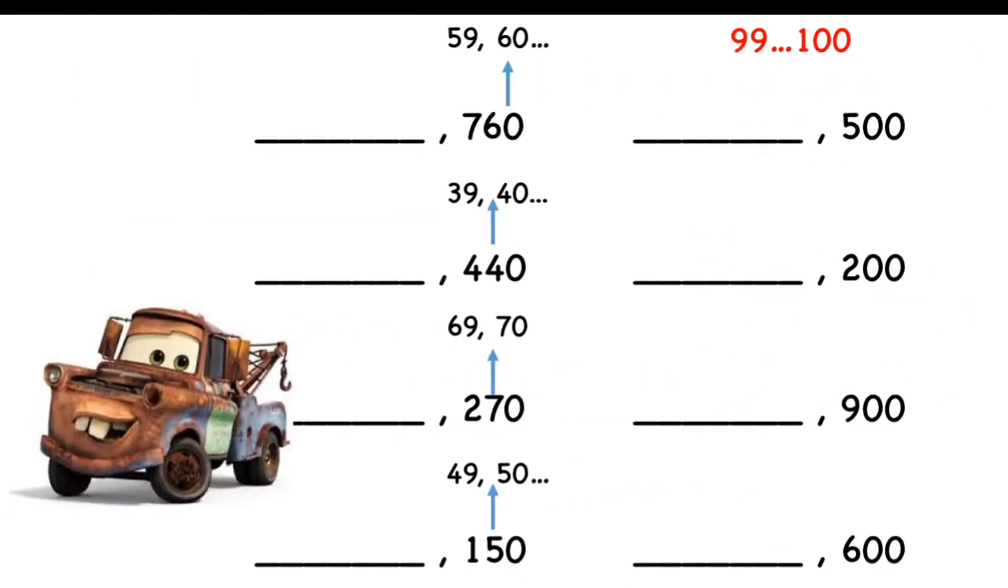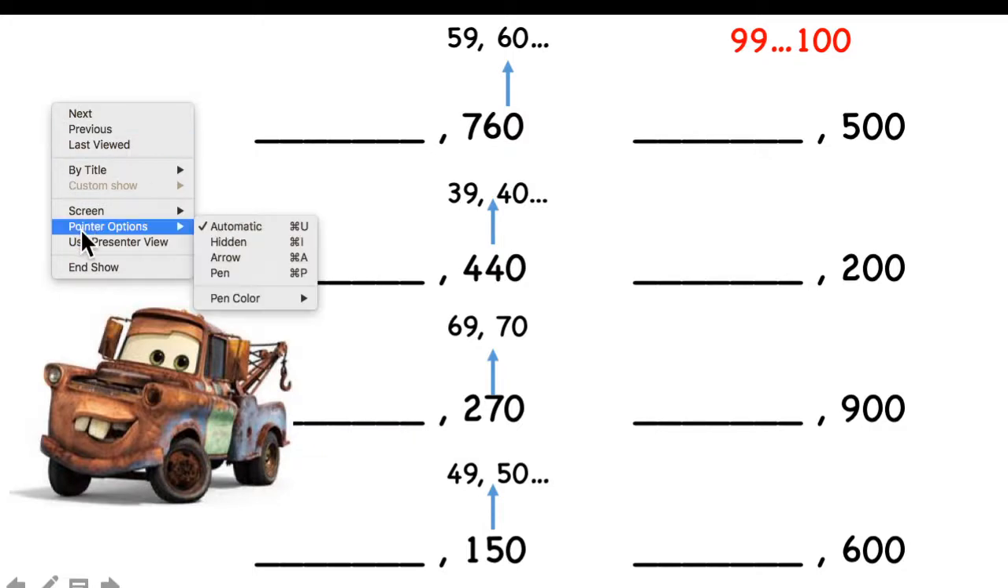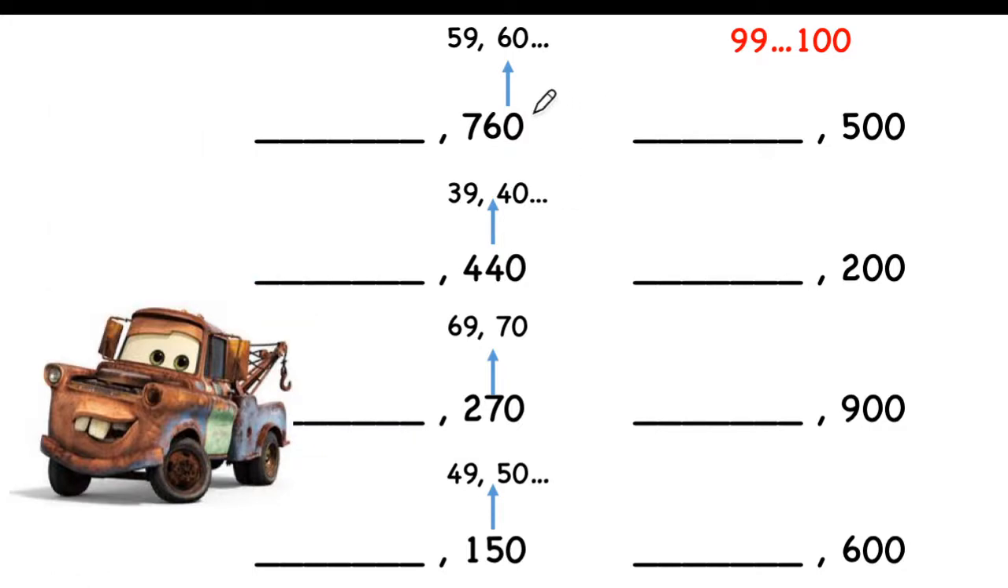Now, be careful when you come to the numbers that end with 0, because we cannot take a number away from 0. So if you're looking for the number that comes before, you have to take the tens. 60, and ask yourself, which number comes before 60? 59. So the answer, what comes before 760, will be 759.